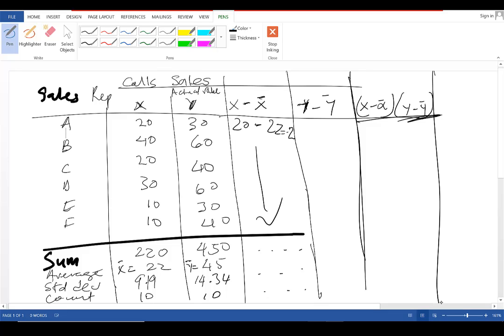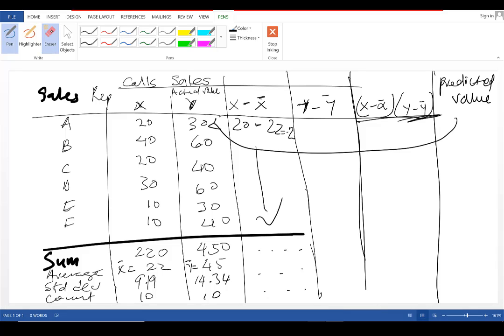Then we will come up with the predicted value, and we will see how close we come to this. And lastly, let me clean this up.